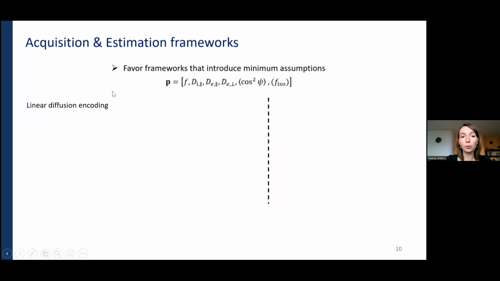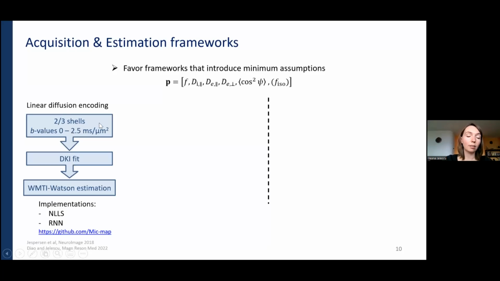And you can do so with available code. If you have linear diffusion encoding, which is what most people do, so you apply diffusion weighting in one specific direction at a time, and say you have clinical quality data, so maybe 2, maximum 3 b values up to a moderate range, you can always do a DKI fit, and from that you can do a direct estimation of the WMTI-Watson model, which is the standard model that assumes a Watson distribution for the axon ODF. For example, we provide implementations using nonlinear least squares as well as deep learning using a recurrent neural network.